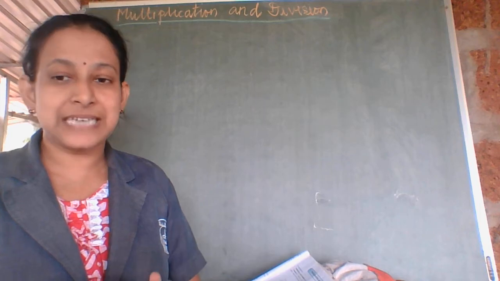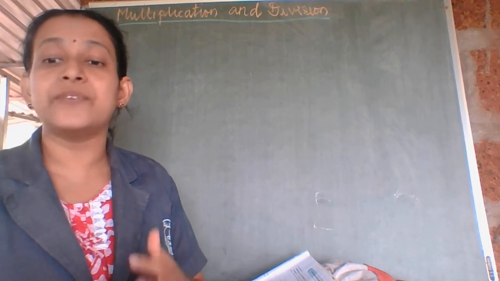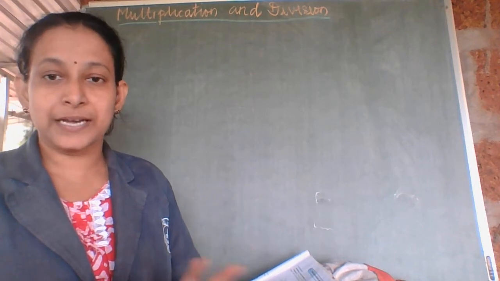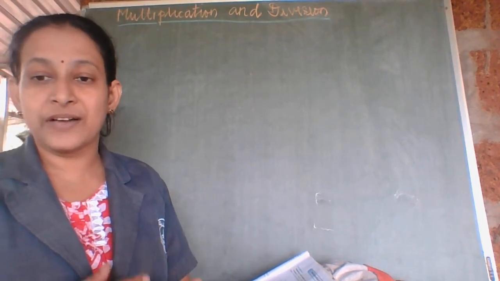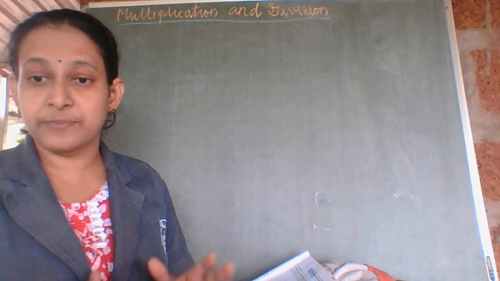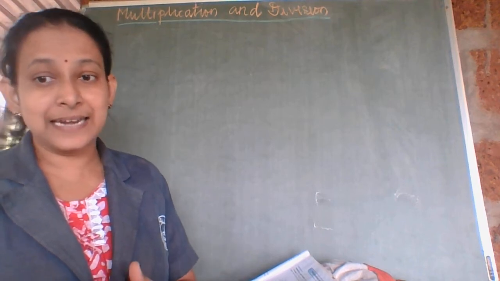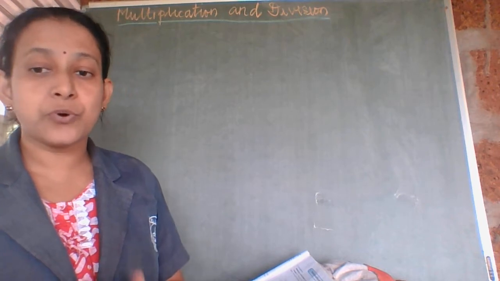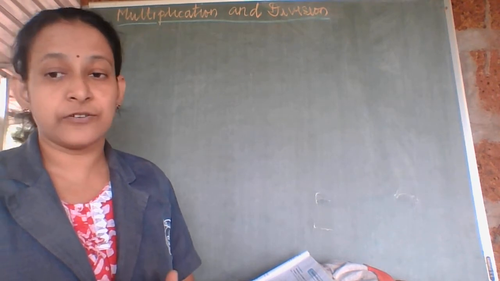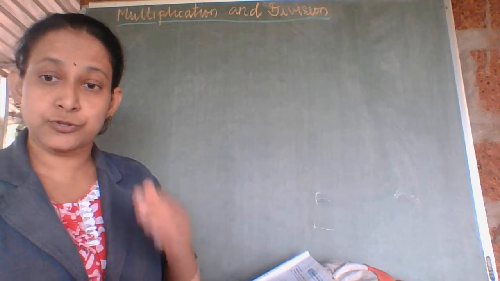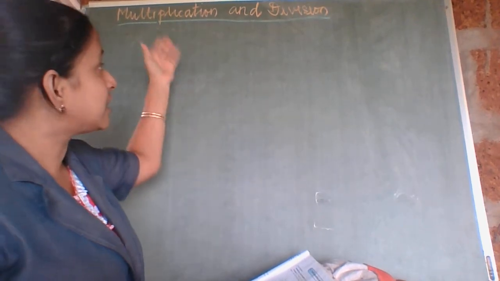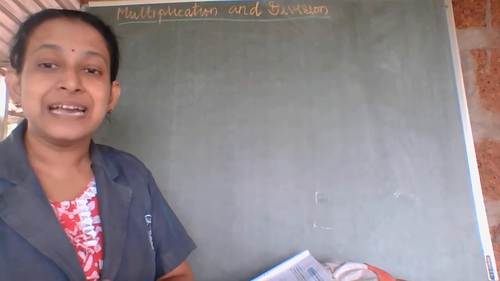In your 4th standard, that means your lower class, you have learnt multiplication and division in part 1 and part 2. Correct? So in part 1 you have learnt about multiplication, the lattice method, and then in part 2 you have learnt about the regular method. So now onwards you are going to learn the regular method of multiplication. Today first we will focus on multiplication, and once we finish with multiplication we will go for division.